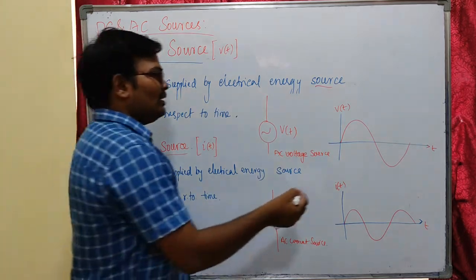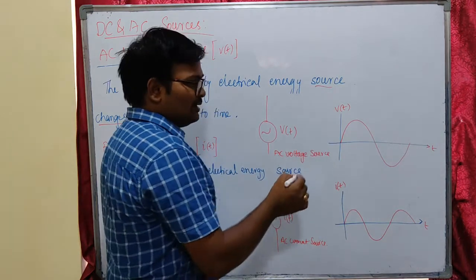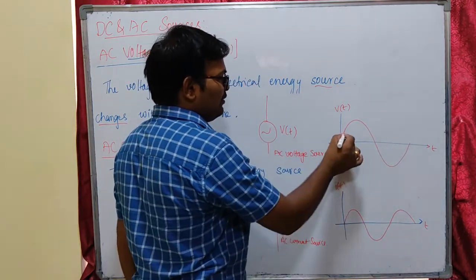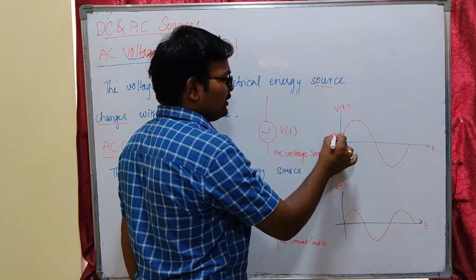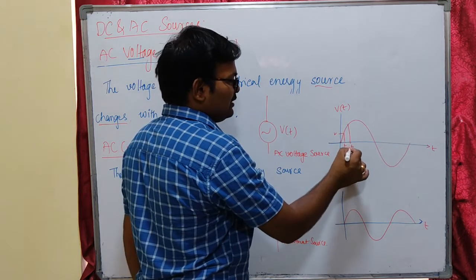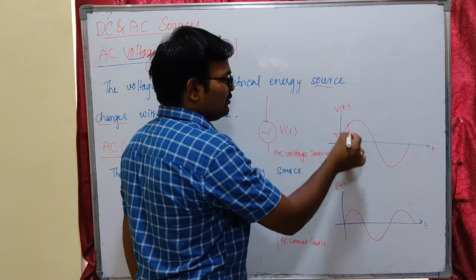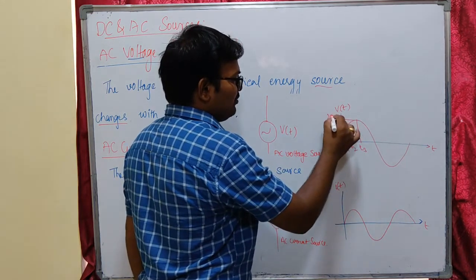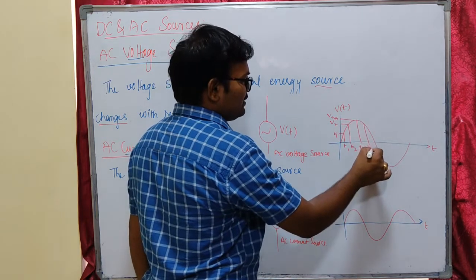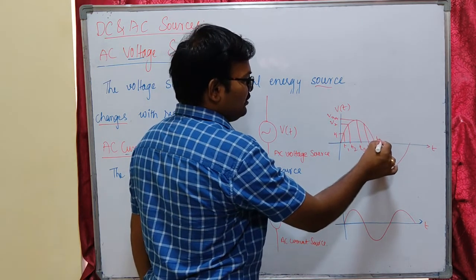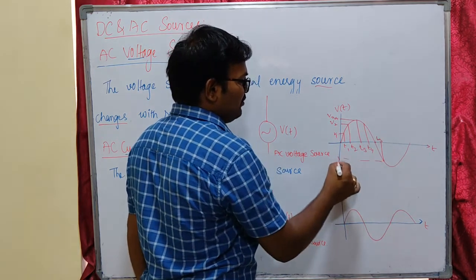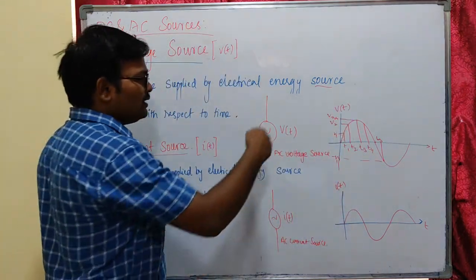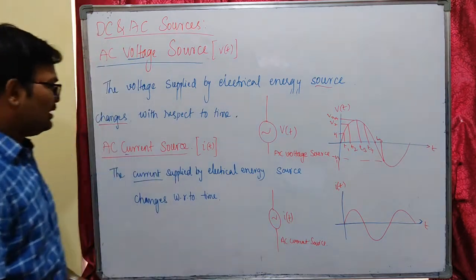Here this is the time axis and this is the voltage axis. You can see the voltage magnitude is changing at every instant of time. For this instant of time, which I am considering as T1, it has V1. For T2 it is V2, and for T3 it is the maximum, V max. For T4 it is reducing again, for T5 it is 0, and for T6 it is a negative value. So the value of voltage keeps on changing as time progresses. That is an AC voltage source.